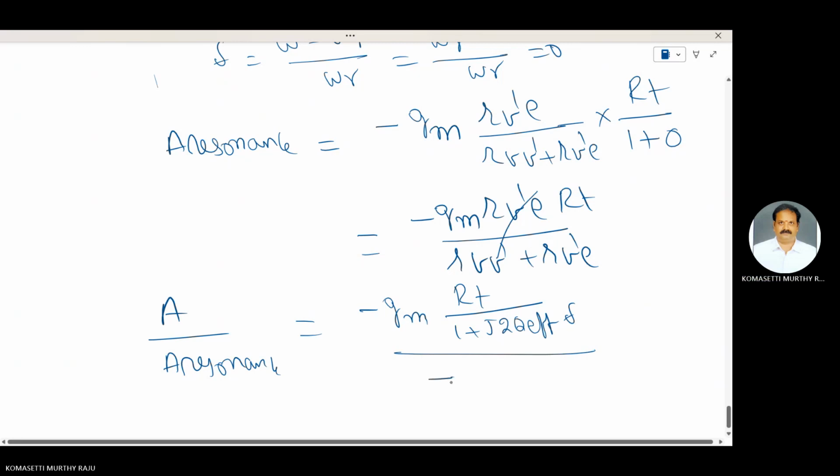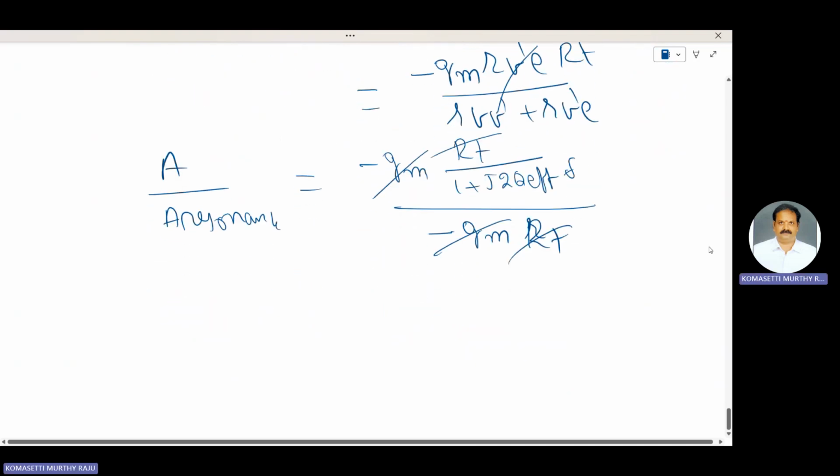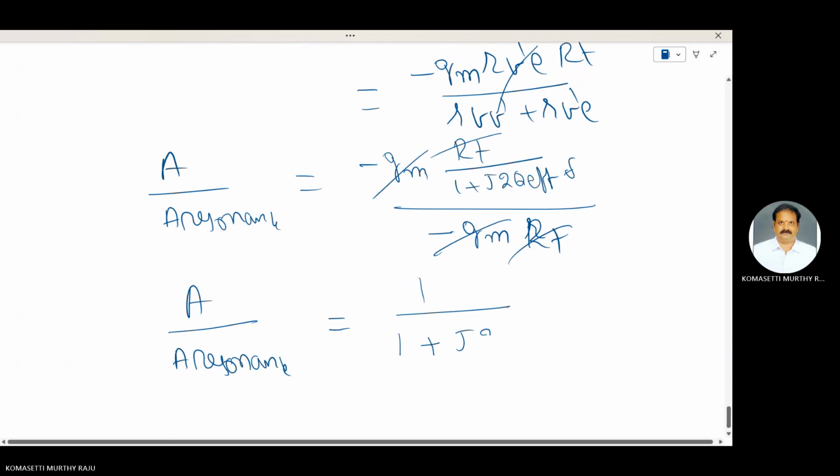A at resonance is minus gm into RT. This minus gm is cancelled, and RT is cancelled. Therefore, finally A by A resonance is equal to 1 by 1 plus j 2 Q effective into delta.